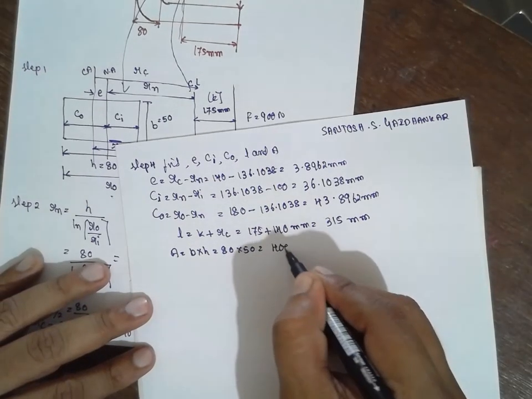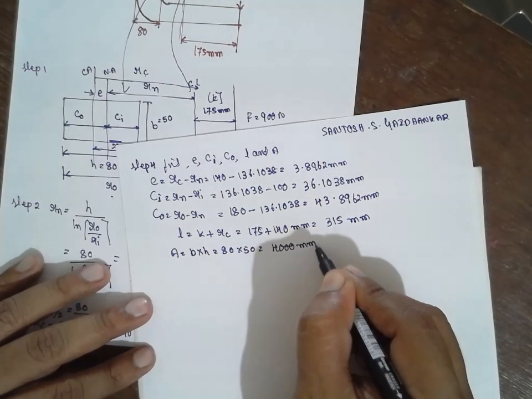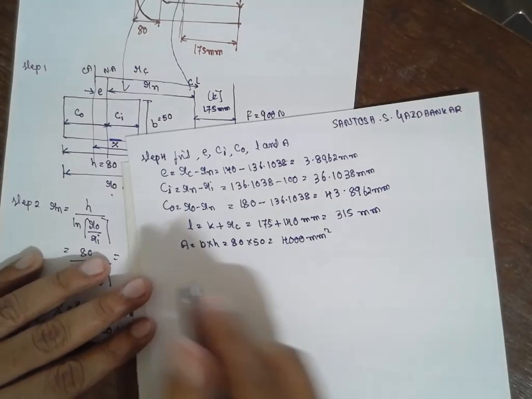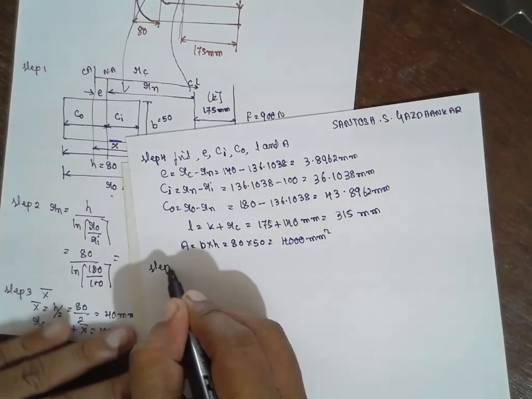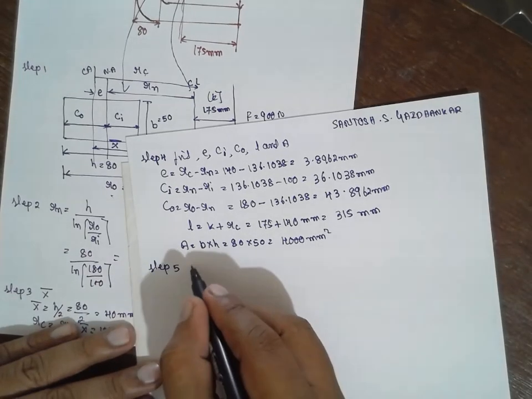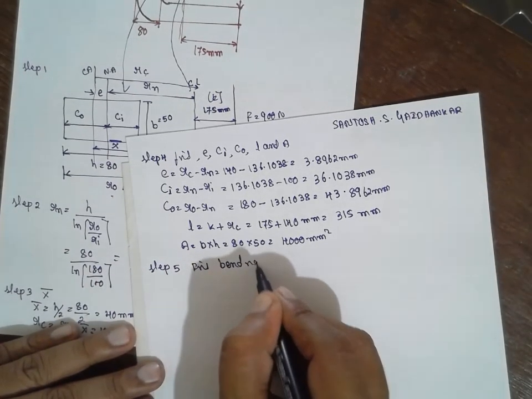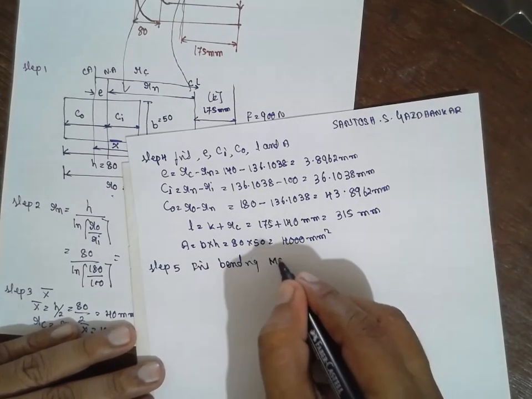8 into 50, that is 4000 mm square. Next, after completion of this one, step 5, bending. Find the bending moment.